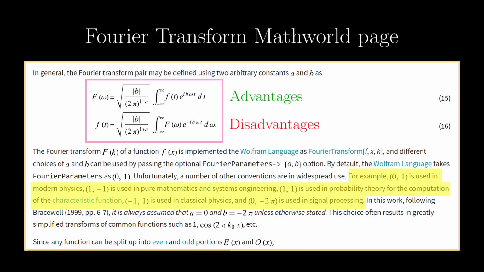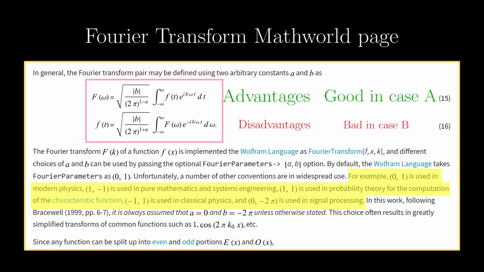If a particular convention is good in case A, but bad in case B, and in your field, case A appears way more often than B, then the advantage really outweighs the disadvantage. In Fourier transform, these considerations are often quite minor, like the disadvantage being you need to add a factor of 2 pi, but it makes it less convenient.